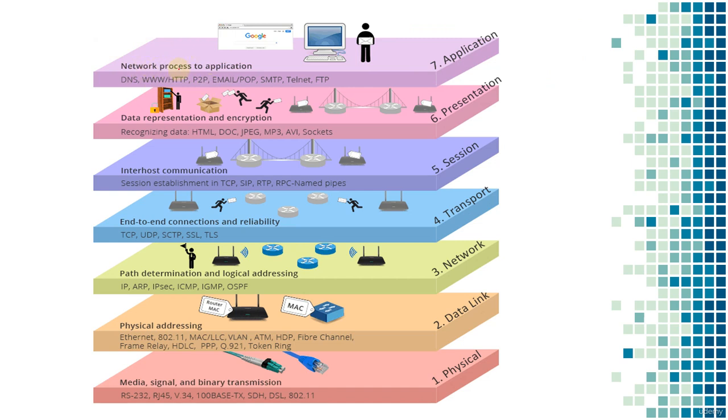Under the presentation layer, we know that if you are trying to search some website like google.com or jobskillshare.com, it is going to convert all that data into some kind of encryption format. As you can see, it handles data formats like HTML, DOC, JPEG, MP3, AVI, and sockets. All this formatting is going to happen at the presentation layer.